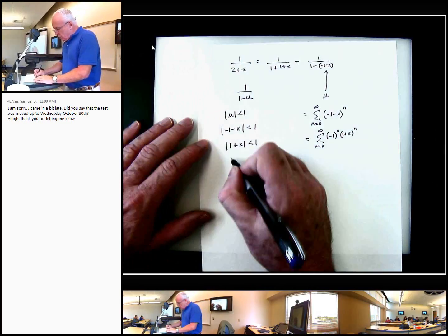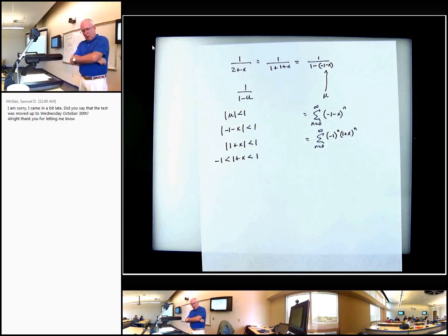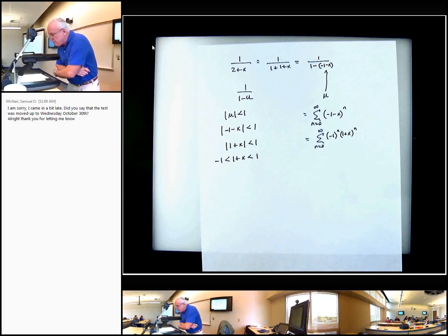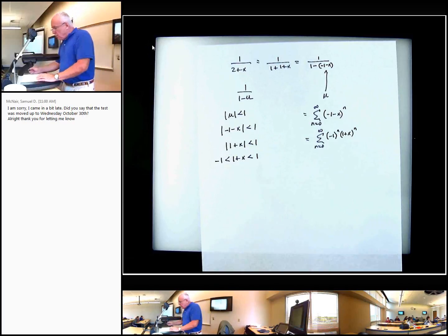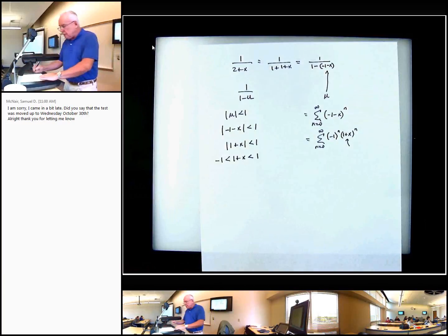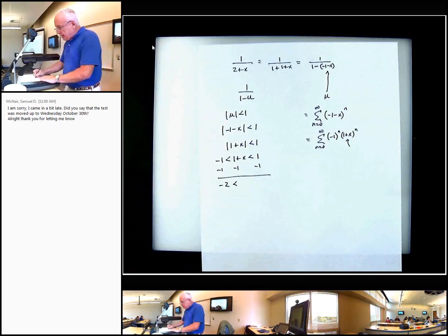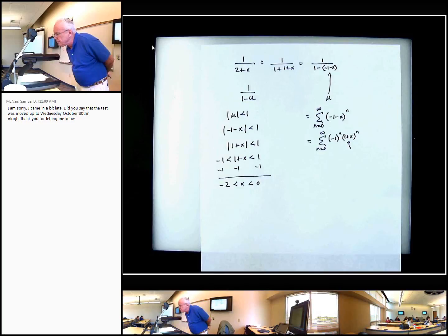So let's see how that's going to work. 1 plus x has to be less than 1, and greater than -1. The reason we're going to have something different here is because we're offsetting it by 1. So basically, we subtract 1 from all three parts here, and I get -2 on the left, I get my x in the middle, and I get 0 there. So this is interesting. Okay, did we do everything? Make sure everything's okay here.